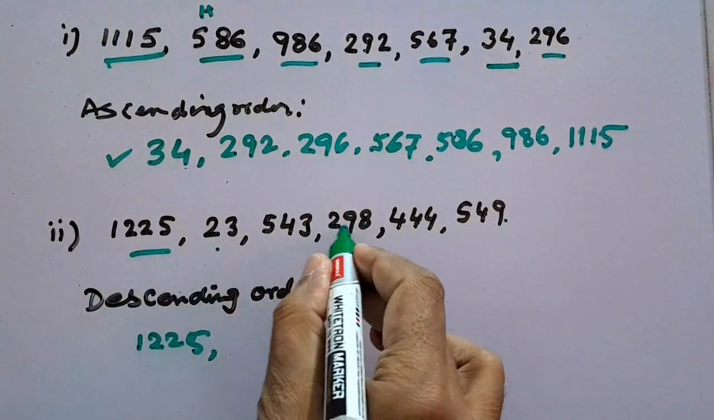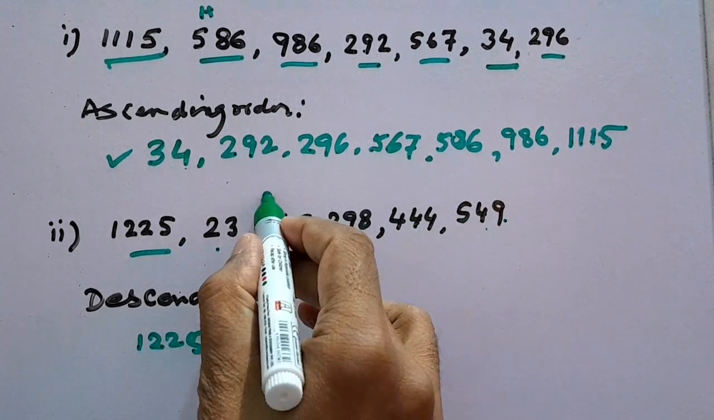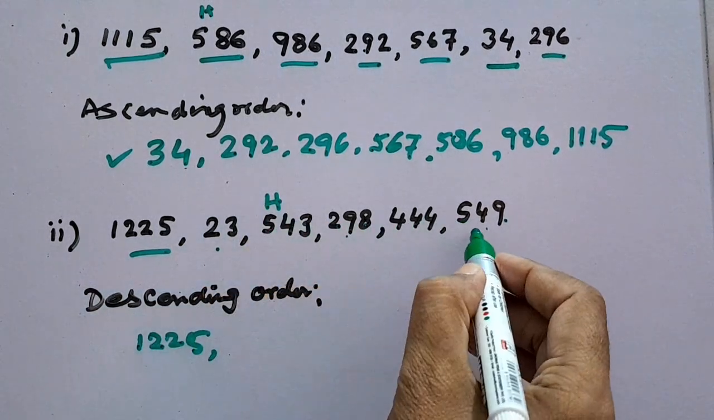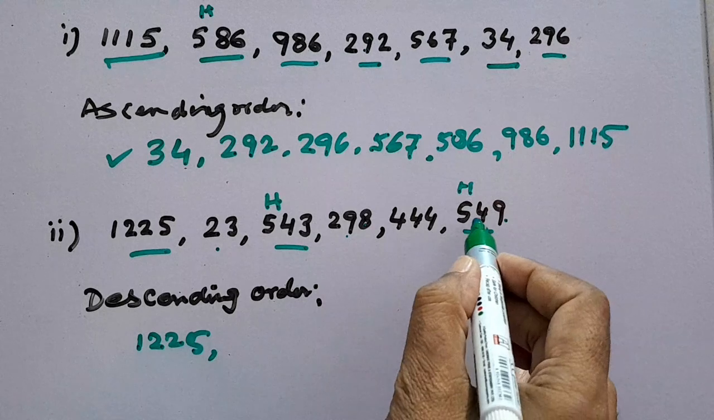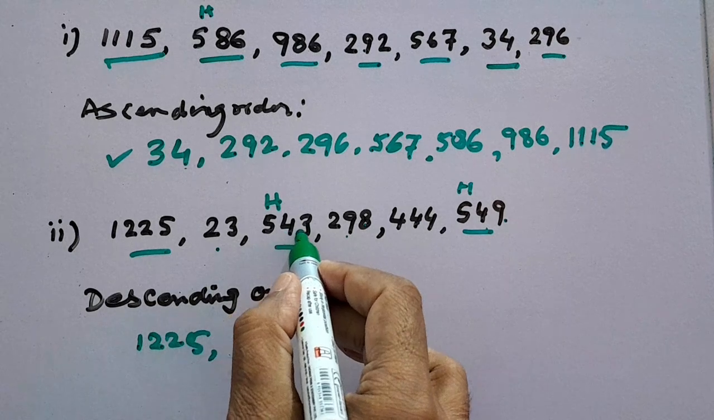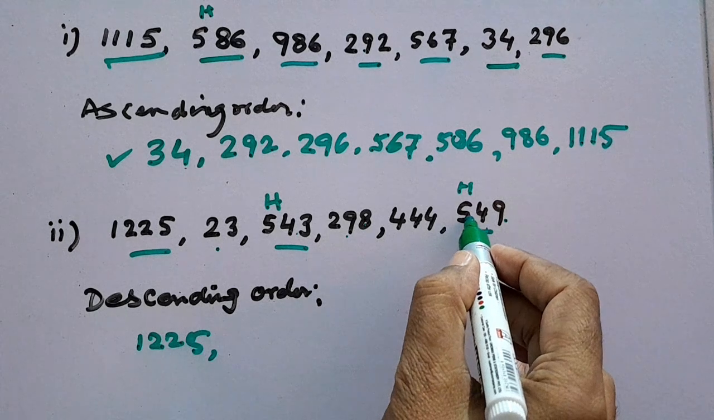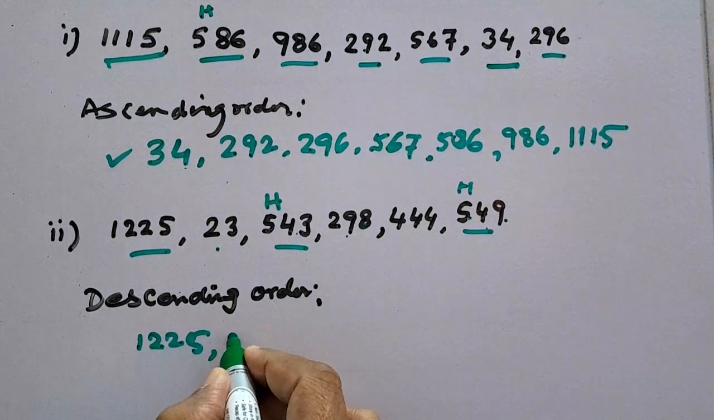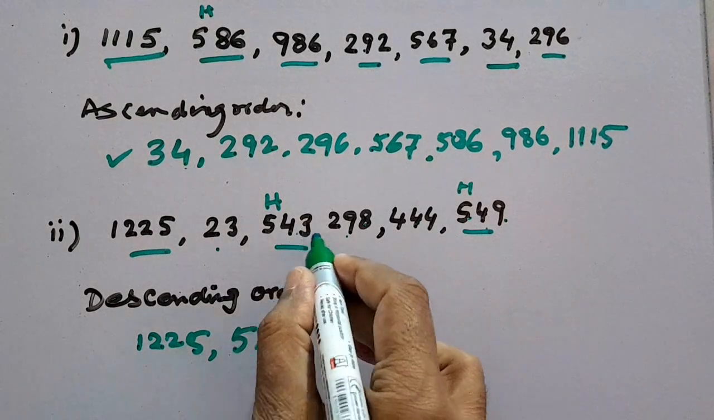Next, 4 numbers are in 3 digits. So we'll compare the 100 place first. Here 5, here 2, here 4, here 5. So in 5 we have 2 numbers. One is 549, one is 543. So here 543 is the smallest one and this is the largest one among these two numbers. So we'll write 549 first, the biggest one. Next 543.